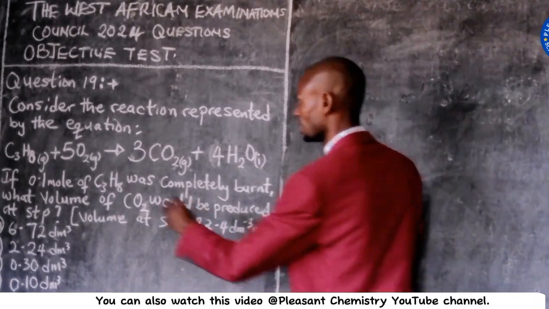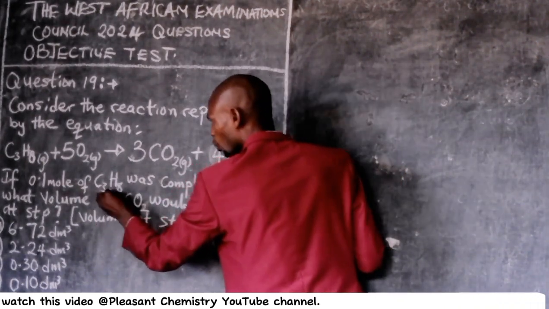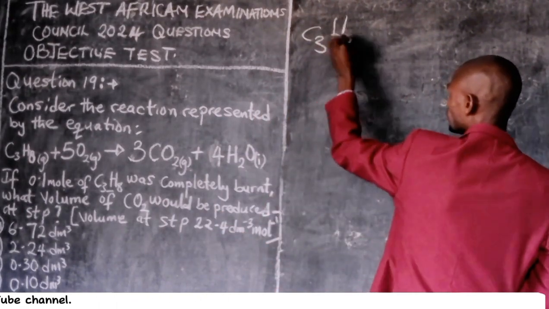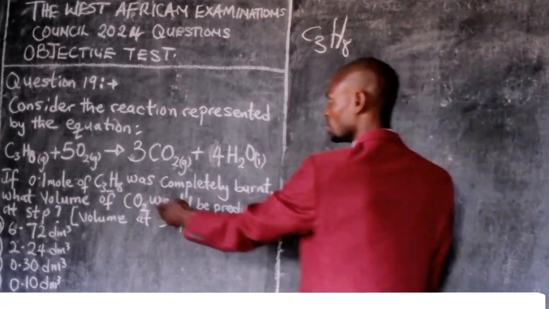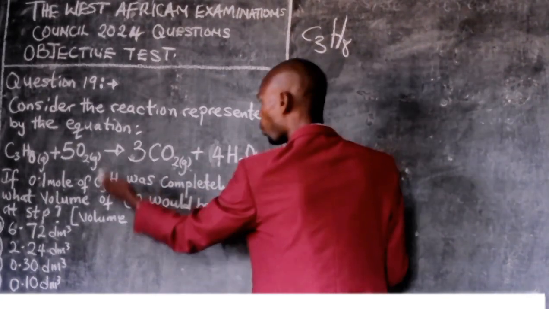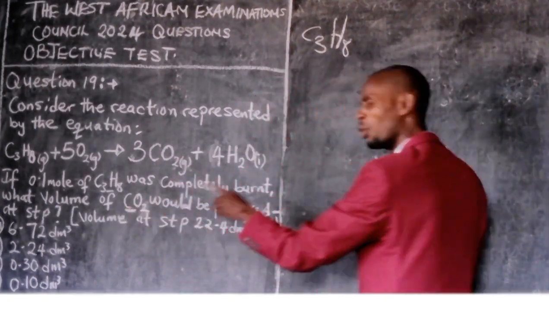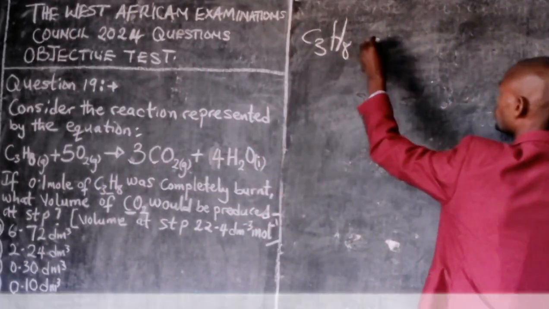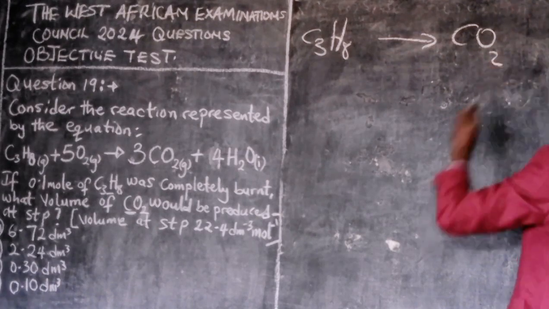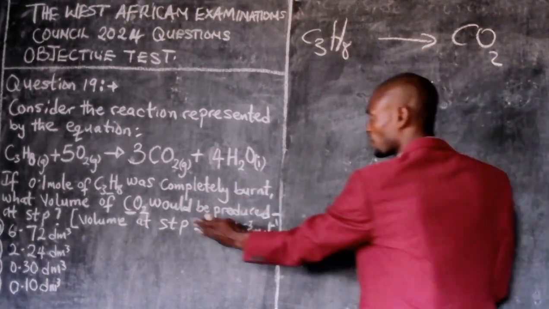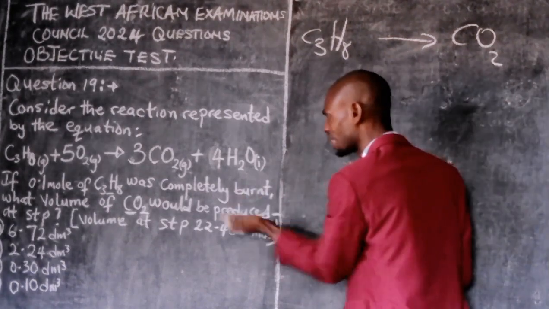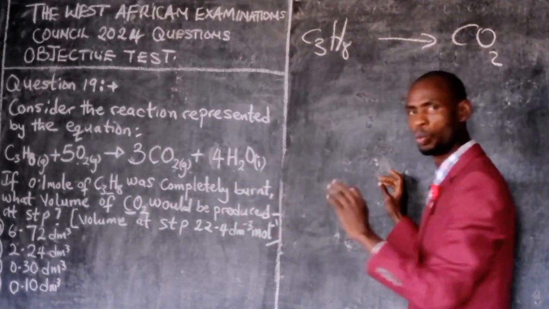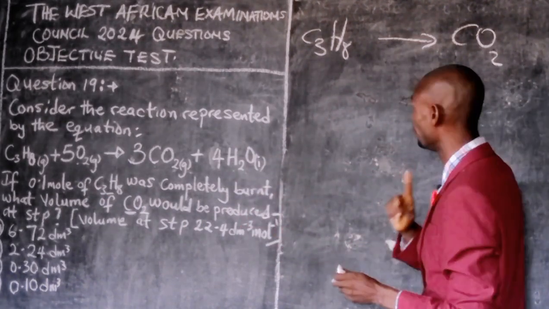So right now, the question says if 0.1 mole of C3H8, it means that we are dealing with C3H8 according to the structure of the question, was completely burnt. What volume of carbon 4? We are also dealing with carbon 4. We are dealing with C3H8 and CO2. So you are going to equate it like this, CO2, according to the structure of the question. I'm just following what the question is talking about. If you check the question very well, you will see that the question does not mention oxygen, and the question does not mention water. So we are less concerned. And that was the first thing I mentioned the other time.